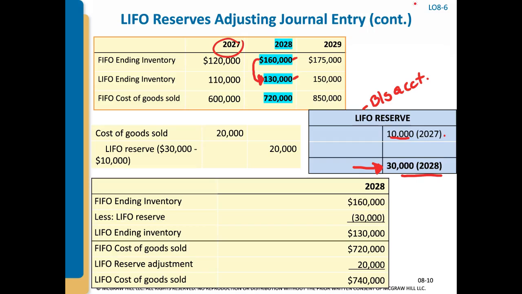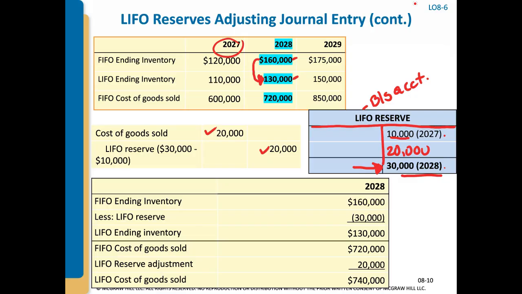And so we have a balance of 10, it needs to be 30. So we need to credit our, think of this as like a T account, right? We need to credit our LIFO reserve by 20,000 to get it to become the 30,000 balance right here. And so then our debit goes to cost of goods sold.